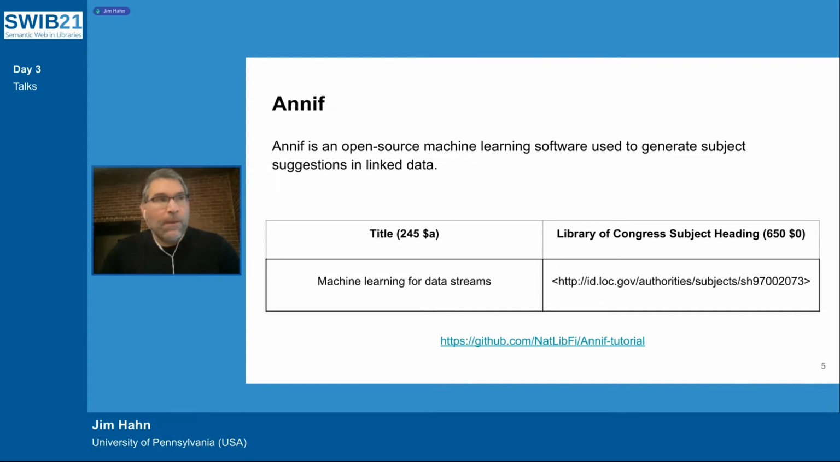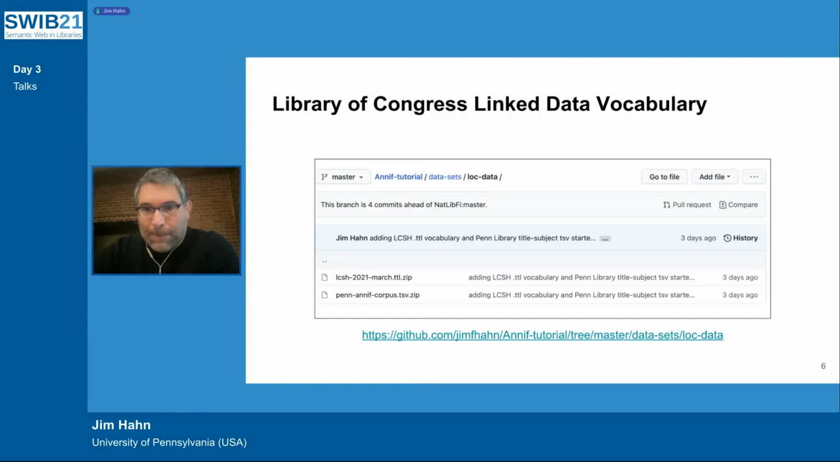What I did was trained against titles. So we have this title field 245A. And then if it has a Library of Congress subject heading, that was used. So that was the training corpus, and it was trained in the way that I thought it might be used, which was BIBFRAME title elements. Of course, there's more we can do there, and I'll talk about that later. But this was the initial training.